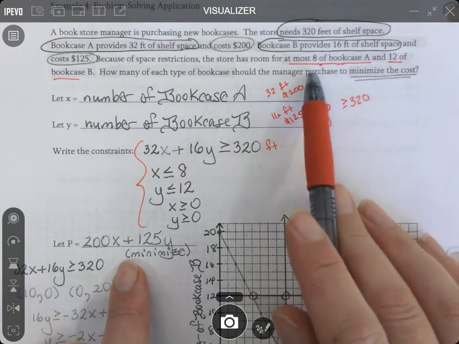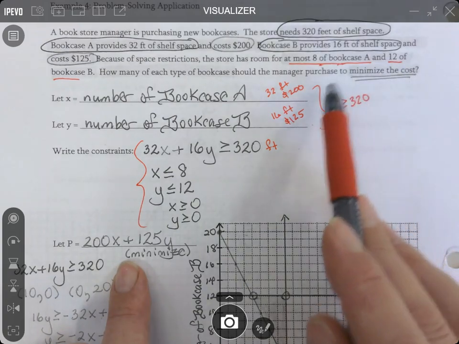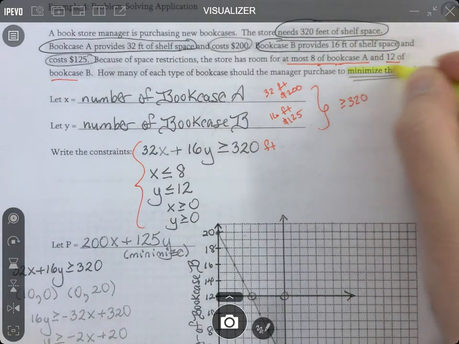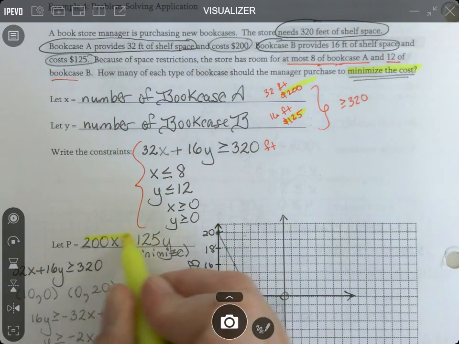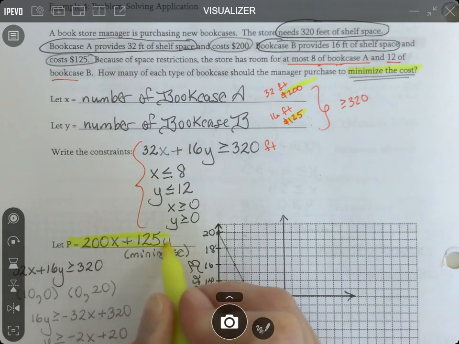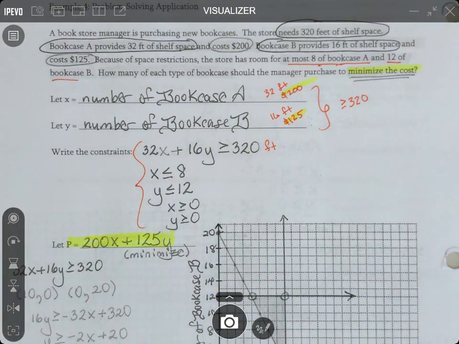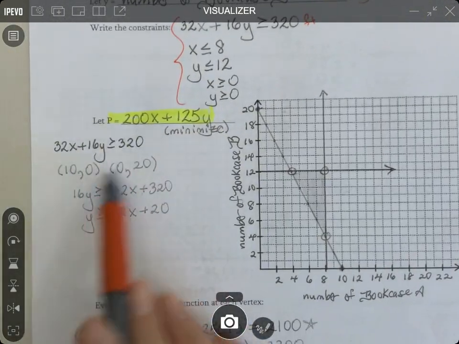Because it just says they want to minimize the cost, that's how you know to pull the information about the cost. So minimize the cost right here. We pulled that 200 and 125 and we made it our objective function. So that's the ticket. If it tells you to maximize or minimize something, that's your objective. Okay, so with this in mind, this is the only one that we really had to solve for.